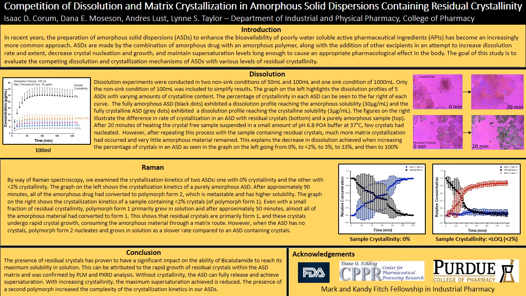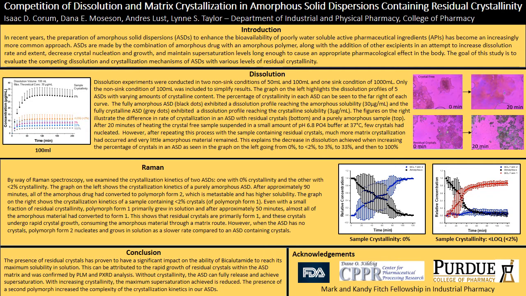The goal of this study is to evaluate the competing dissolution and crystallization mechanisms of an ASD with various levels of residual crystallinity. Dissolution experiments were conducted in two non-sink conditions of 50 milliliters and 100 milliliters, and one sink condition of 1000 milliliters. Only the non-sink condition of 100 milliliters was included here to simplify the results. Using a sink condition of 1000 milliliters allowed us to determine the crystalline solubility, and the two non-sink conditions allowed us to determine the amorphous solubility.